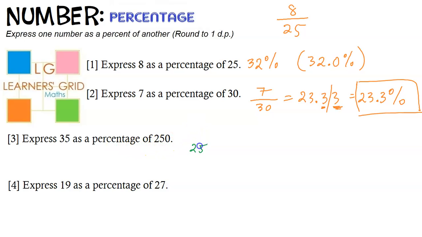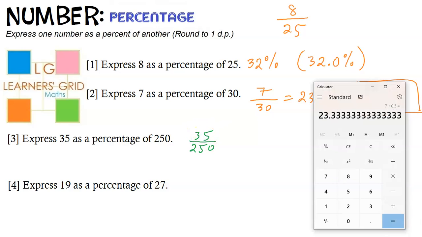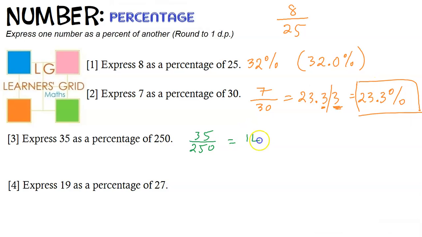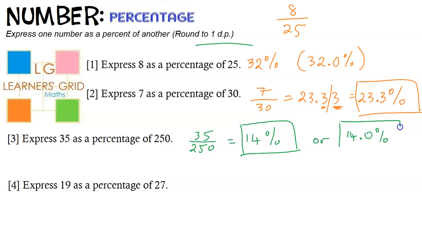So 250 becomes the denominator and 35 the numerator. So great, I can go straight to my calculator and type that in. 35 divided by 250, percent, equals 14%. It's a whole number. So I can either have that, or to round it off to one decimal place, I can have this, 14.0%. Cool.